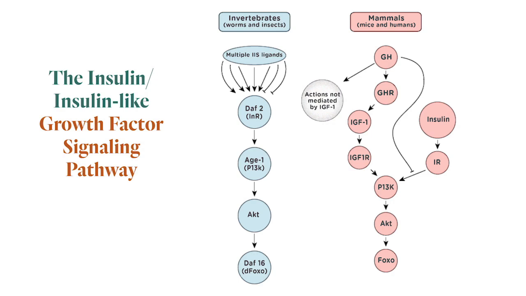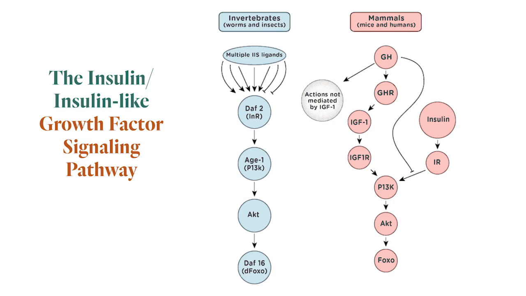The IIS is conserved in diverse animals, from invertebrates, such as nematodes or fruit flies, to mammals, such as humans. Details differ, though. For example, C. elegans has more than 30 insulin-like hormones, called ILPs, for insulin-like peptides, and fruit flies have at least 7 ILPs, while humans have much fewer. We have insulin, and insulin-like growth factor 1 or IGF-1 and IGF-2.